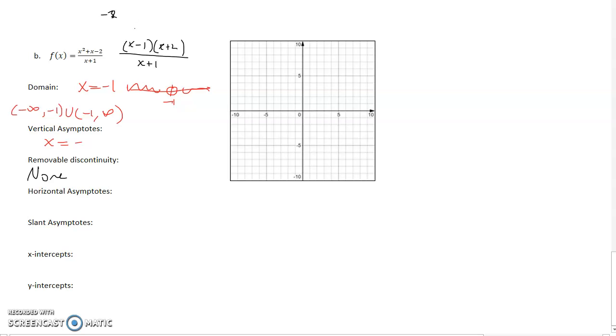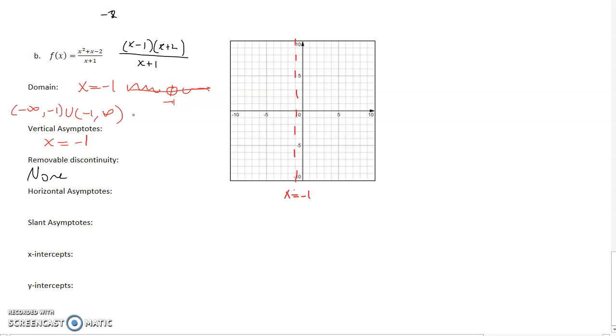removable discontinuities. Horizontal asymptotes. That's where we look at the... Let me back this up. This is x is equal to negative 1, right? That is our vertical asymptote. Let's go back and let's actually draw that vertical asymptote in. We know we're going to have that vertical asymptote here at x equals negative 1.